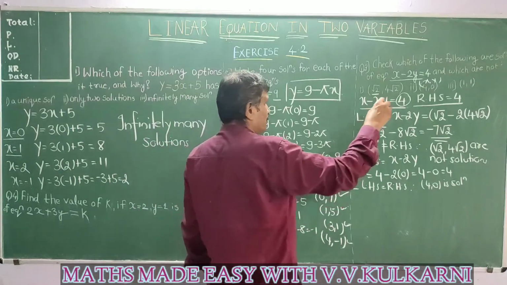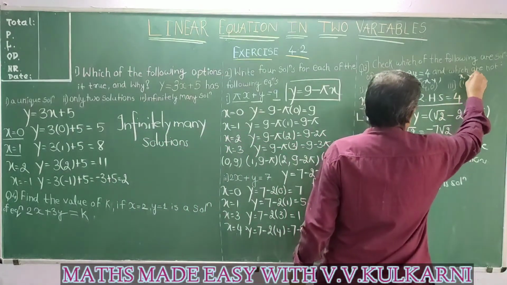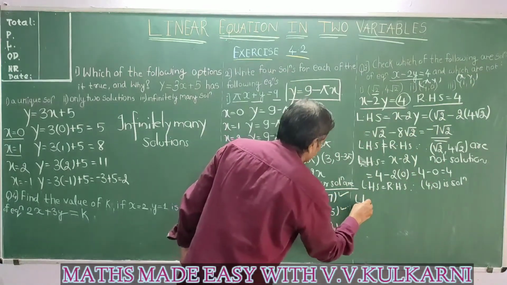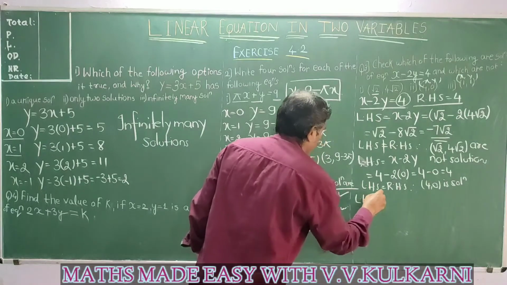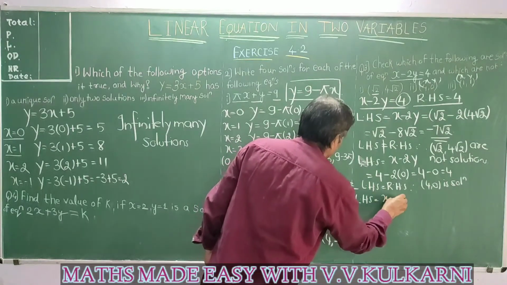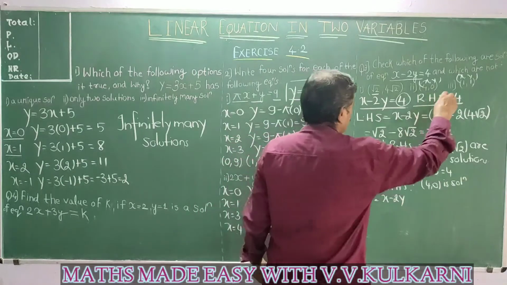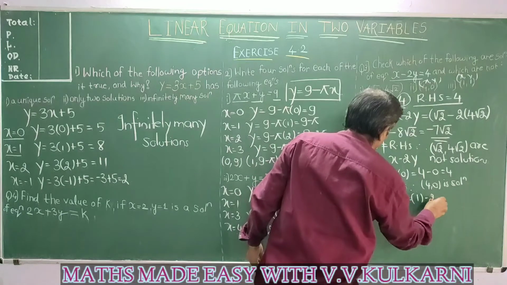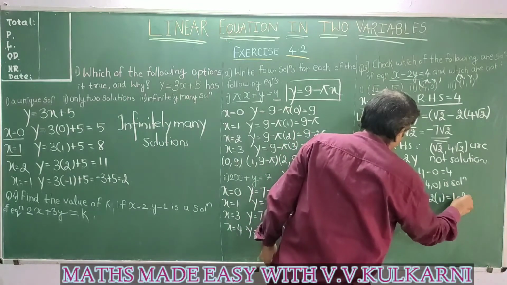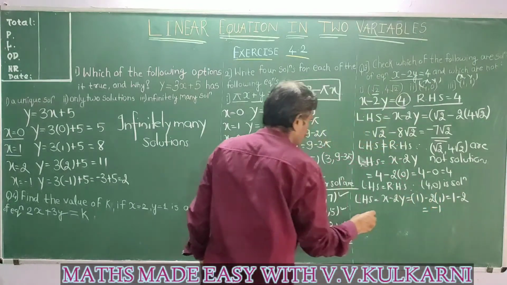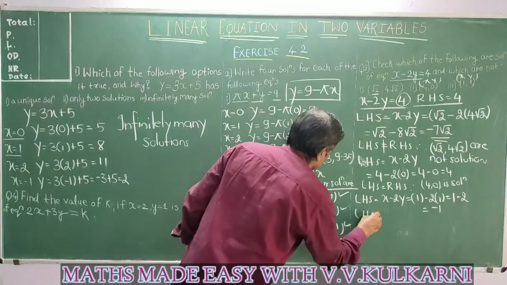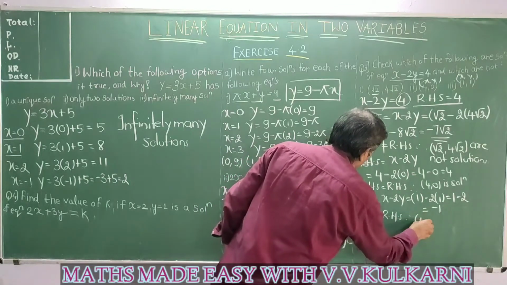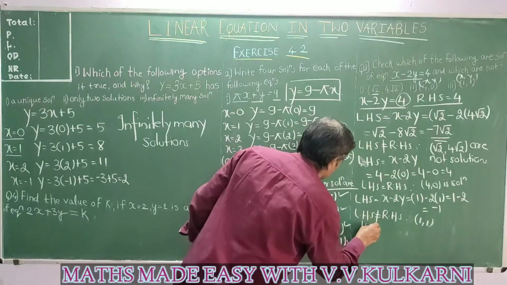Let me check with 1, 1. This is x and this is y. LHS is equal to x minus 2y. What is the value of x here? 1. What is the value of y here? 1. So 1 minus 2 into 1, that is 1 minus 2 equal to minus 1. So children, again LHS is not equal to RHS, and therefore 1, 1 is not a solution.